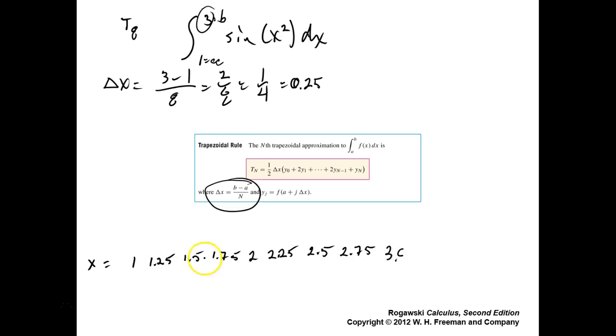Okay, 1, 2, 3, 4, 5, 6, 7, 8. You actually have 9 points because this is x of 0, 1, 2, 3, 4, 5, 6, 7, 8. Okay, so that is right.